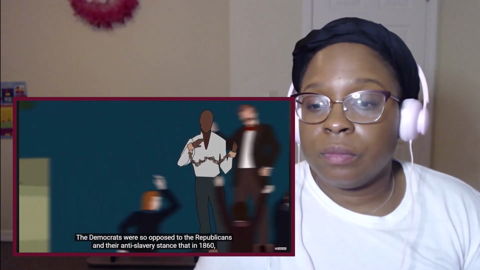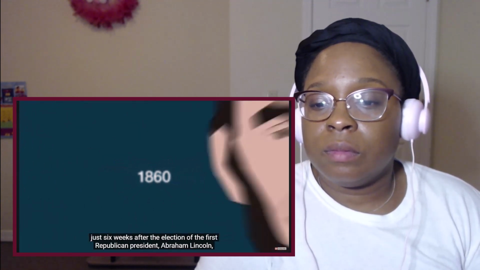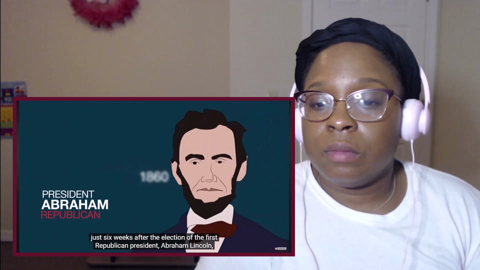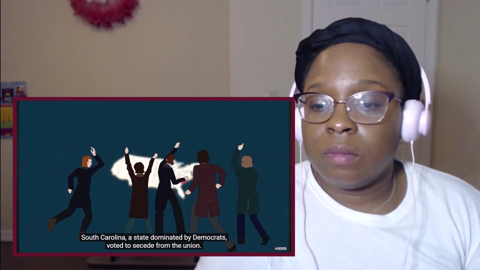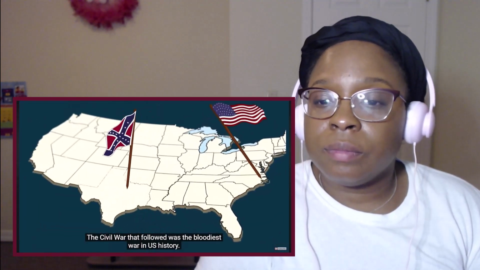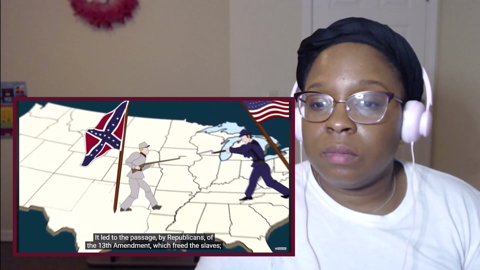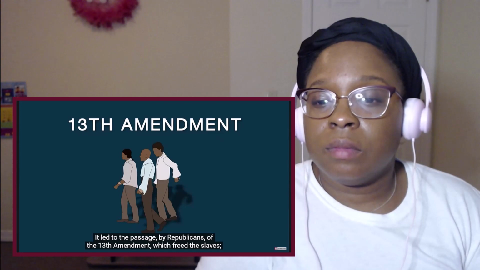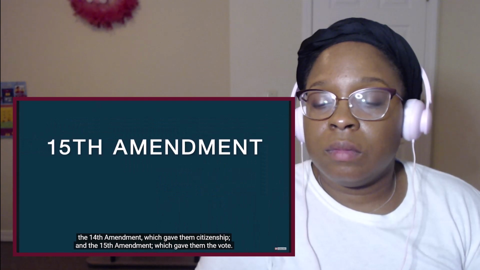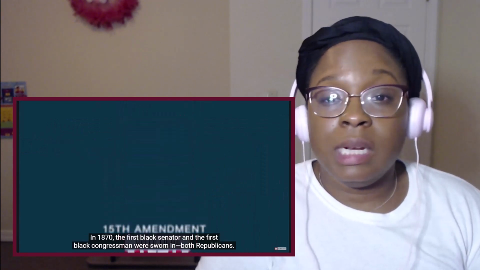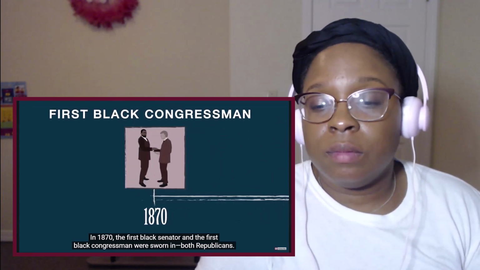The Democrats were so opposed to the Republicans and their anti-slavery stance that in 1860, just 6 weeks after the election of the first Republican president, Abraham Lincoln, South Carolina, a state dominated by Democrats, voted to secede from the Union. The Civil War that followed was the bloodiest war in U.S. history. It led to the passage by Republicans of the 13th Amendment, which freed the slaves, the 14th Amendment, which gave them citizenship, and the 15th Amendment, which gave them the vote. In 1870, the first black senator and the first black congressman were sworn in, both Republicans.